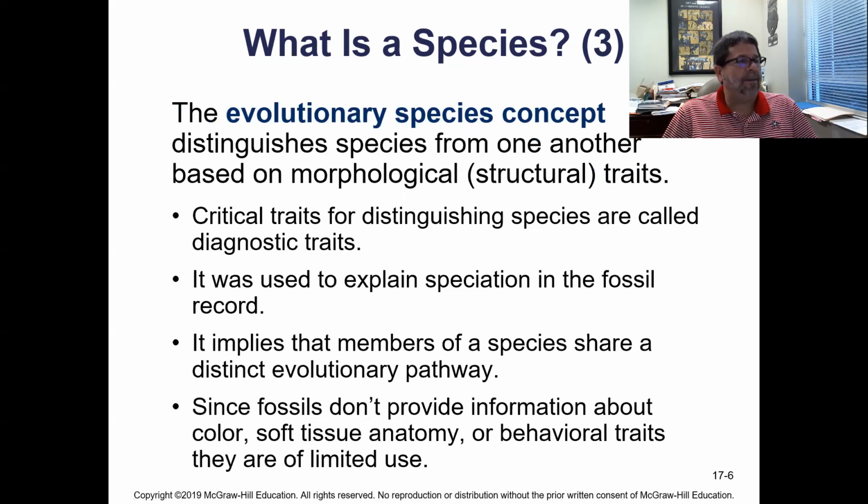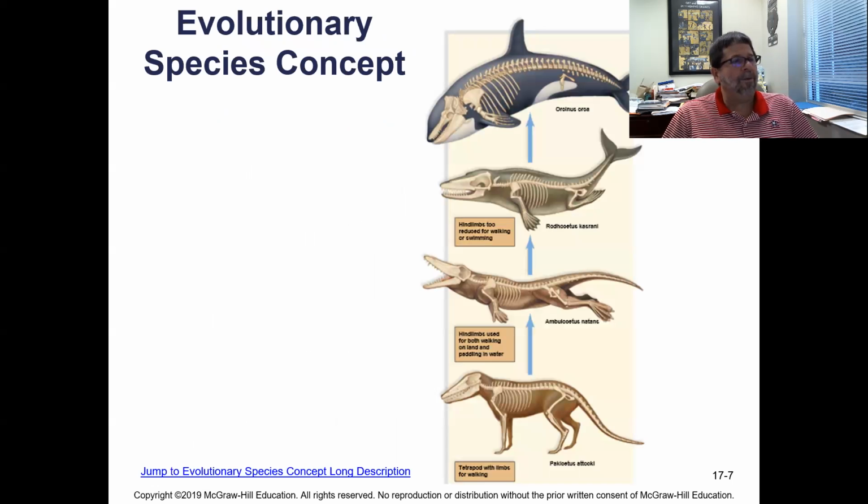The evolutionary species concept distinguishes species from one another based on morphology. Structural traits, critical traits for distinguishing species, are called diagnostic traits. It was used to explain speciation in the fossil record. It implies that members of a species share a distant evolutionary pathway. Since fossils don't provide information about color, soft tissue, or behavioral traits, they're limited. Here's one showing where this led to the tetrapod organisms with limbs that came out. This is how we think the organisms came out onto the land, right?